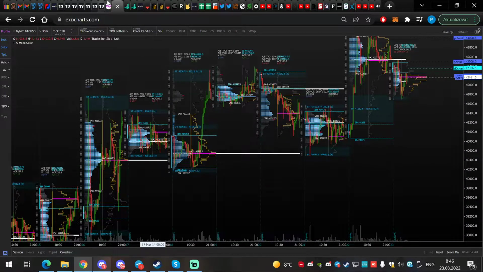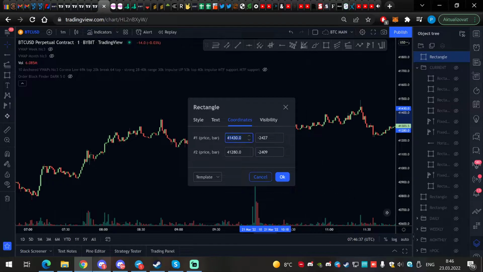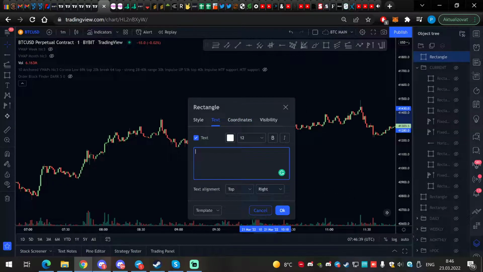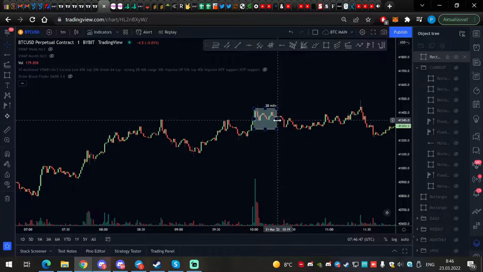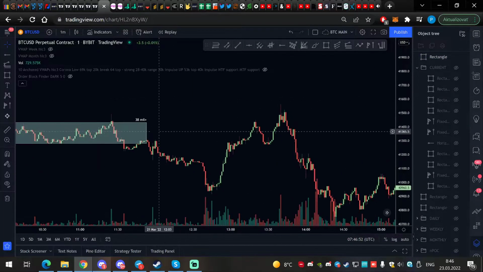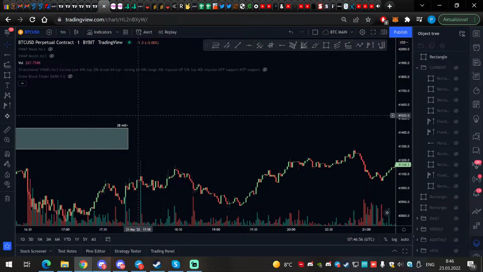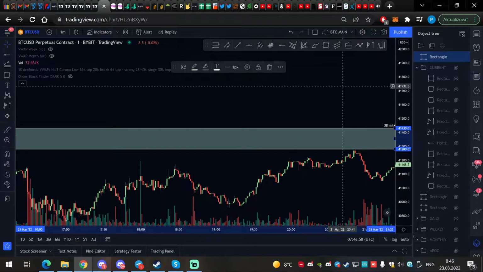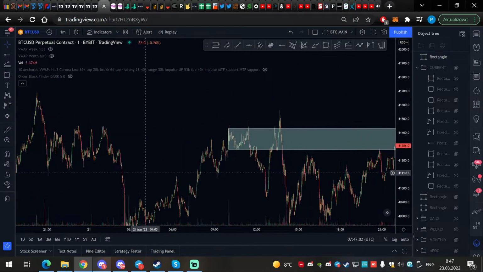Let's go here. I already prepared it here. You can actually write on it if you want. I usually write how much is in there, so I know the power of the zone. So let's say 38 million plus longs. It's a green area because it's longs. Now we can extend it further. Like this, very good.